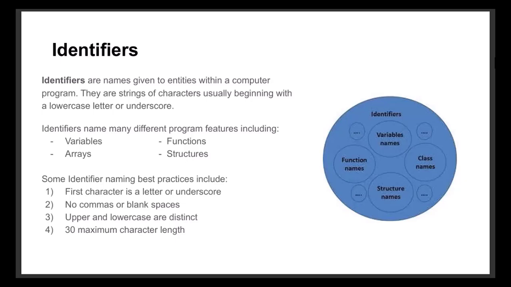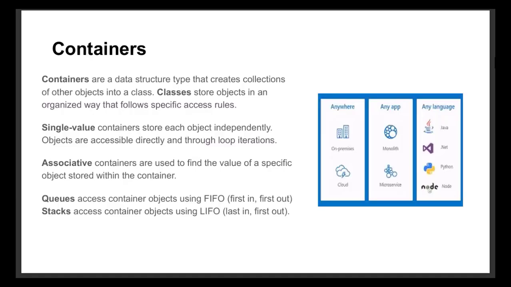Next, we're going to discuss containers. Containers are a data structure within our computer program that allows us to create groups of what we call objects. Objects will be specific instances of what we call a class. Your objects will be individual components or elements within a class. The class will be a grouping of objects that will have some type of common characteristic or feature.